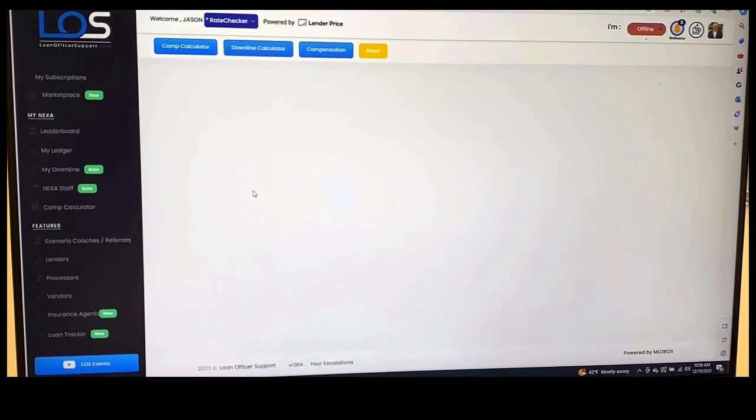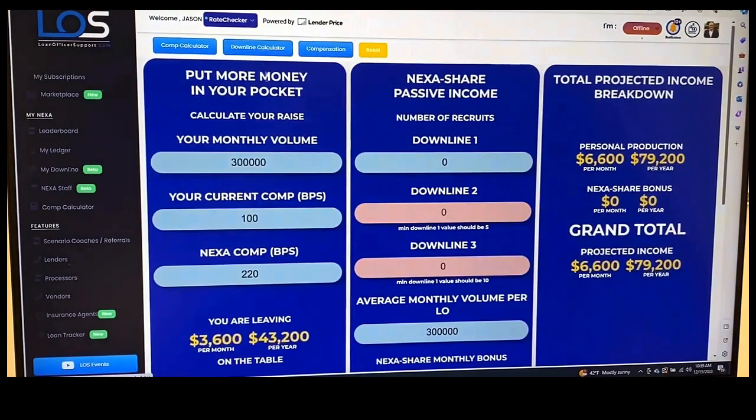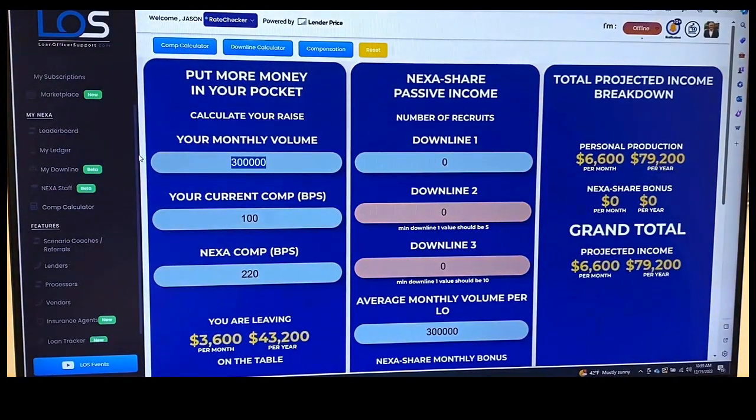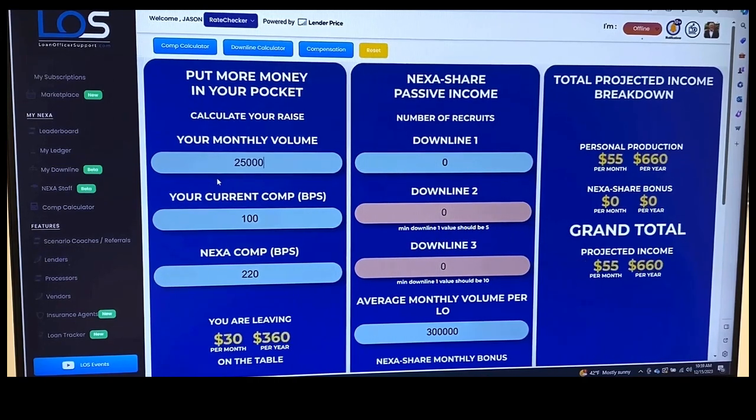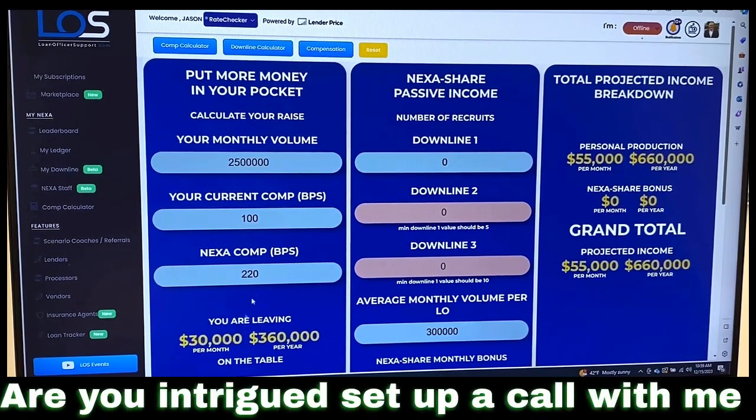So let's talk about this. This is going to be a download calculator. Let's say the average loan officer does $900,000 per month. Most mortgage retail bankers get about 100 basis points, and you get here 220 basis points on a full comp deal. And so you are giving up $10,800 in commission by just $900,000 in production on a monthly basis. Now, if you're doing $2.5 million a month, look at that, there's $30,000. But let's just go with some basic numbers at $900,000, and stick with this number for now.